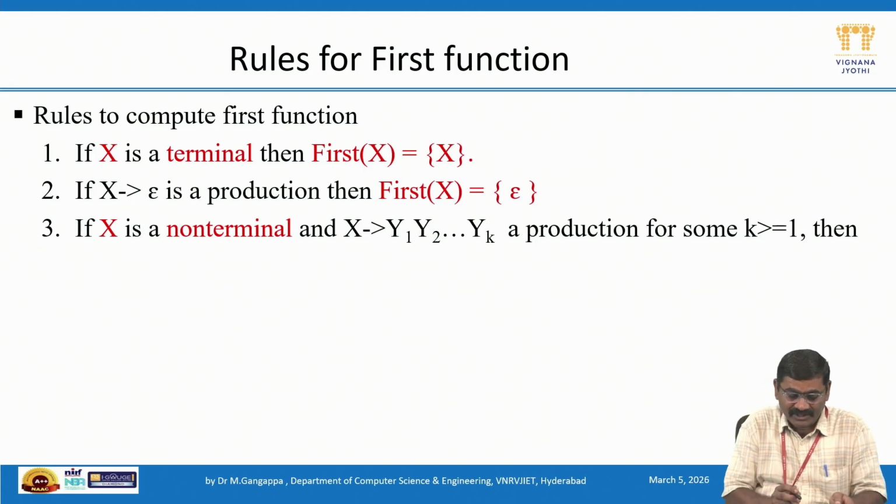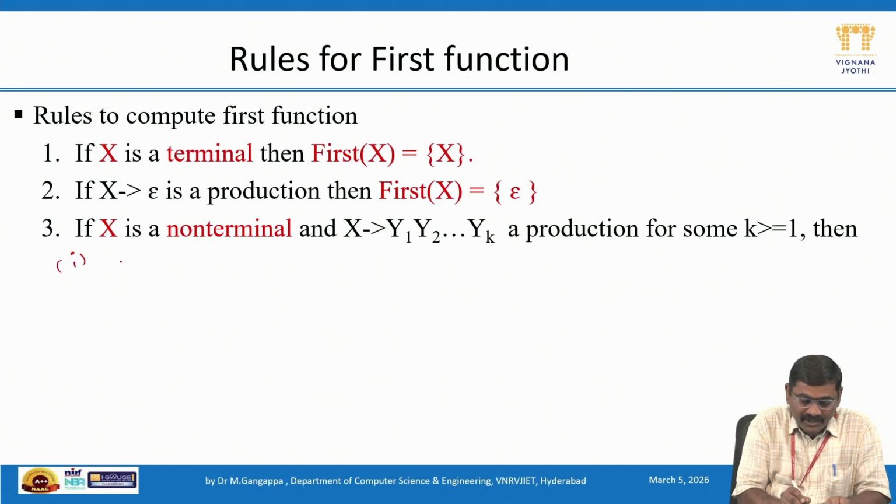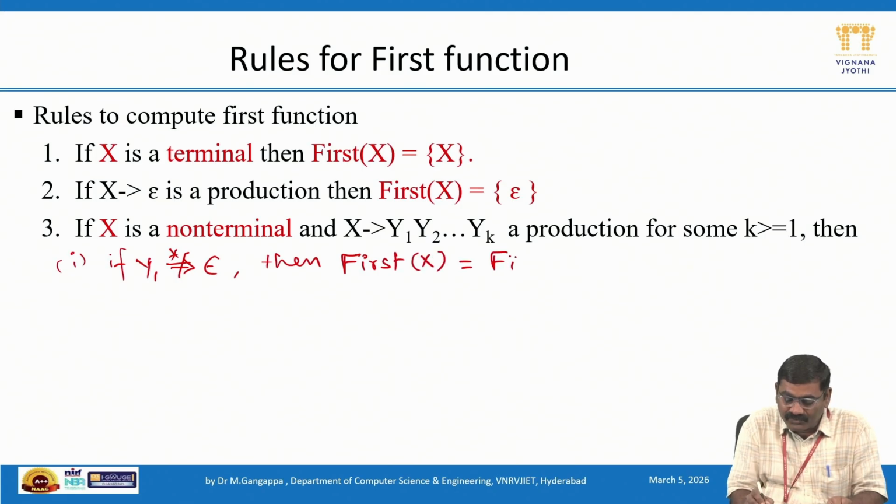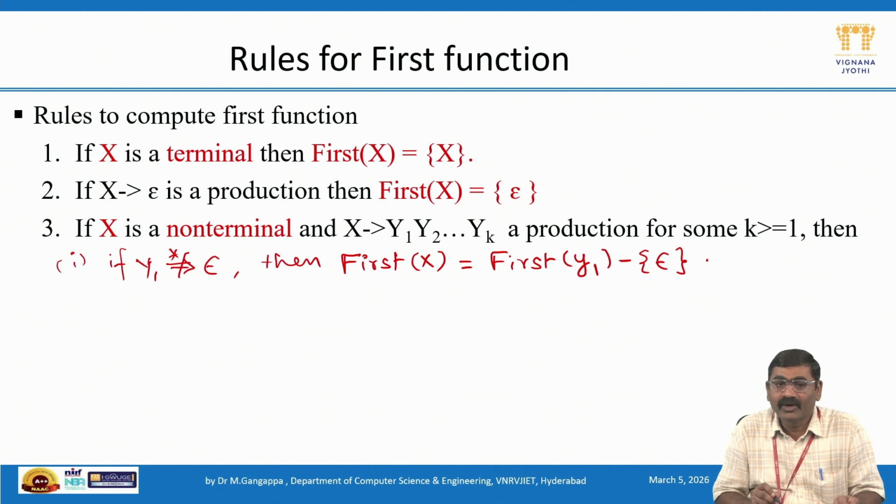So here the rule for this one is 3.1. I am writing, if Y1 doesn't derive epsilon, then first of capital X equals first of Y1 minus epsilon. This is the rule to compute the first of X when Y1 is a non-terminal and Y1 doesn't derive epsilon, right? Means in any case Y1 shouldn't be replaced with epsilon.